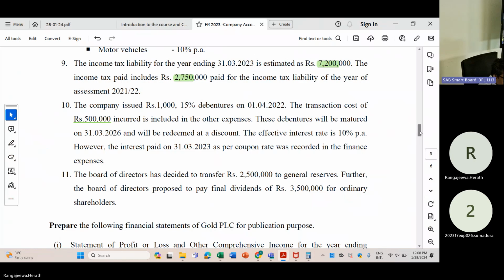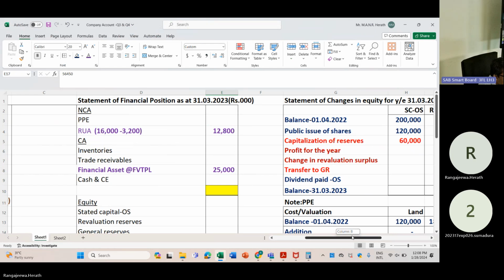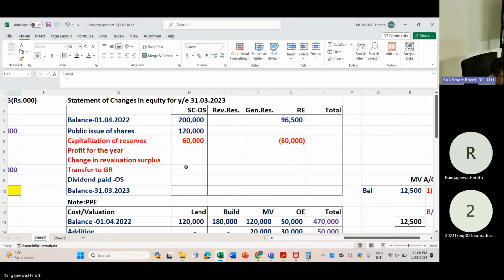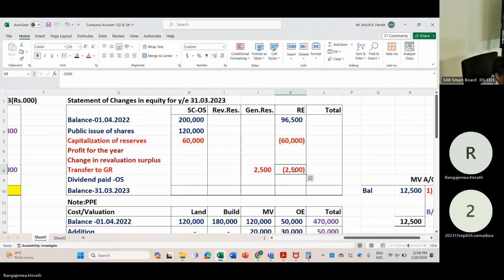Then finally, the board of directors decide to transfer 2,500 to general reserve. That is a transfer to general reserve, shown in the statement of changes in equity. 2,500 is deducted from retained earnings and added to the general reserve.